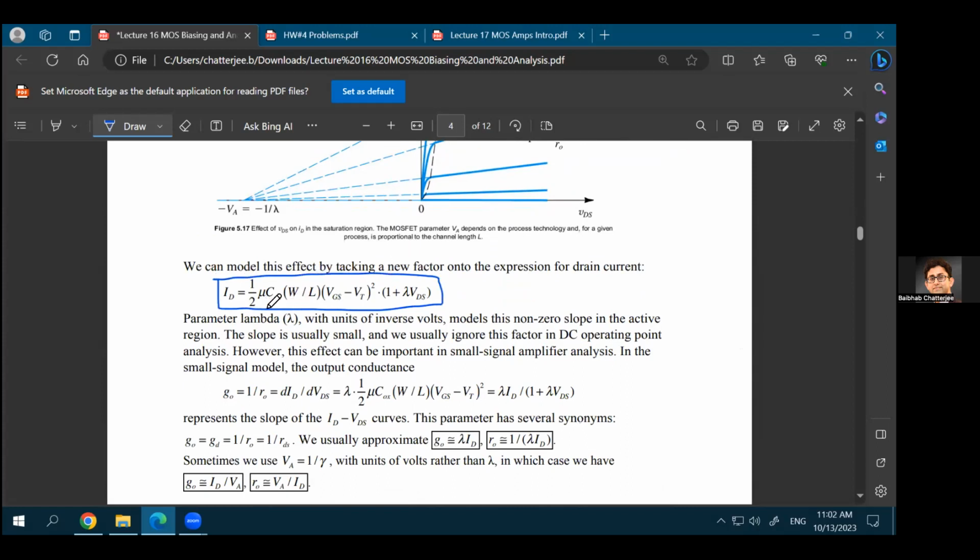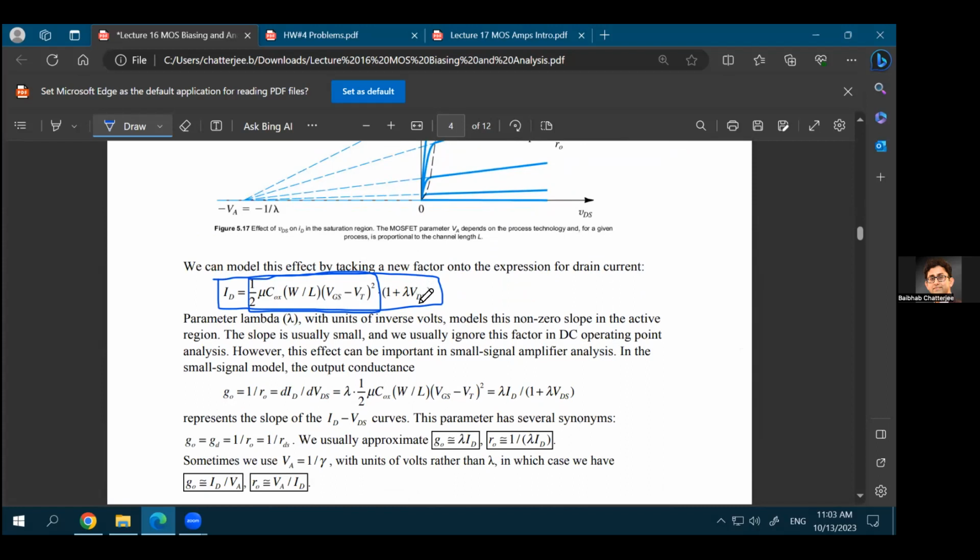and that's the reason why the exact equation in saturation will look something like this. You can write down the first part of the same equation: half mu times COX times W over L times (VGS minus VT) whole square. That's the equation that we had written on the previous page. But that multiplied with (1 plus lambda VDS) will give you the exact form of the equation, which will also be dependent on VDS by a small amount.